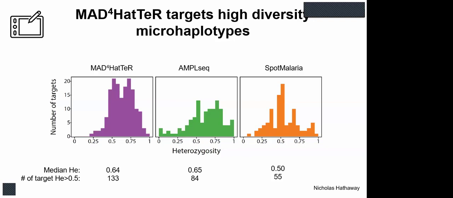And if you look at the number of targets with heterozygosity above 0.5, you realize that our pipeline, Mad Hatter, has 133 targets compared to 84 in AmpliSec and 55 in Spot Malaria, which gives it a high edge in capturing more targets with high heterozygosity in the Plasmodium falciparum genome.